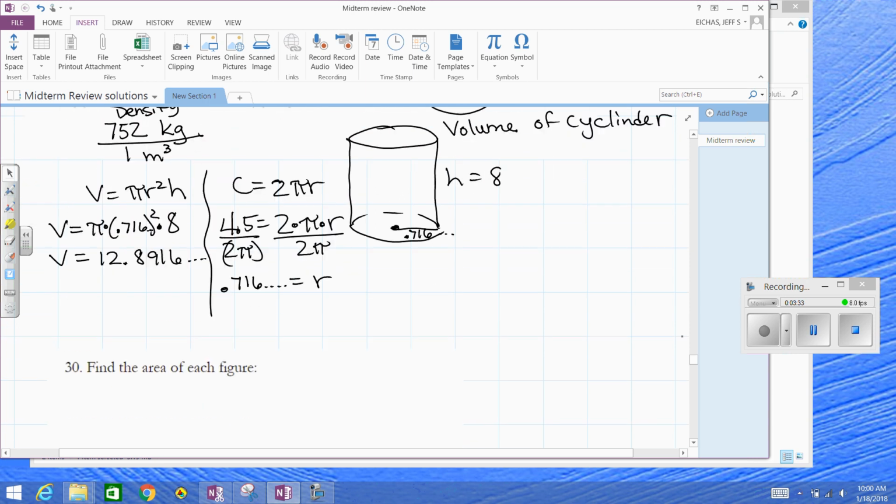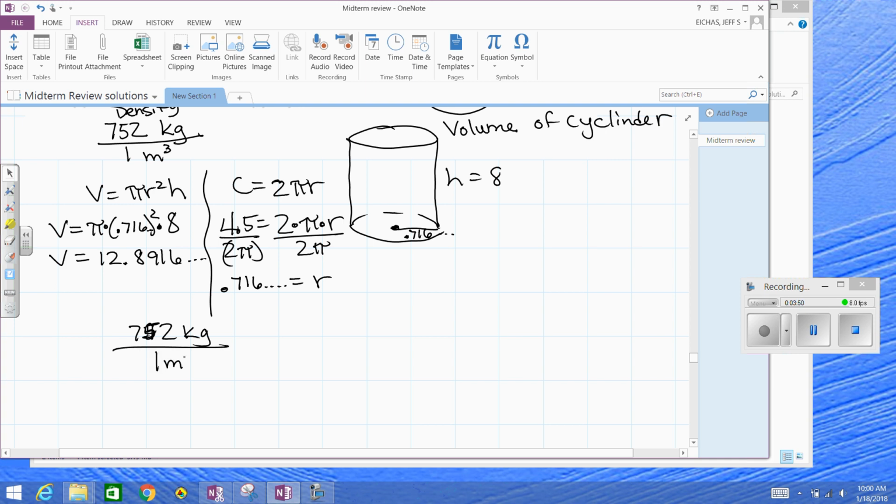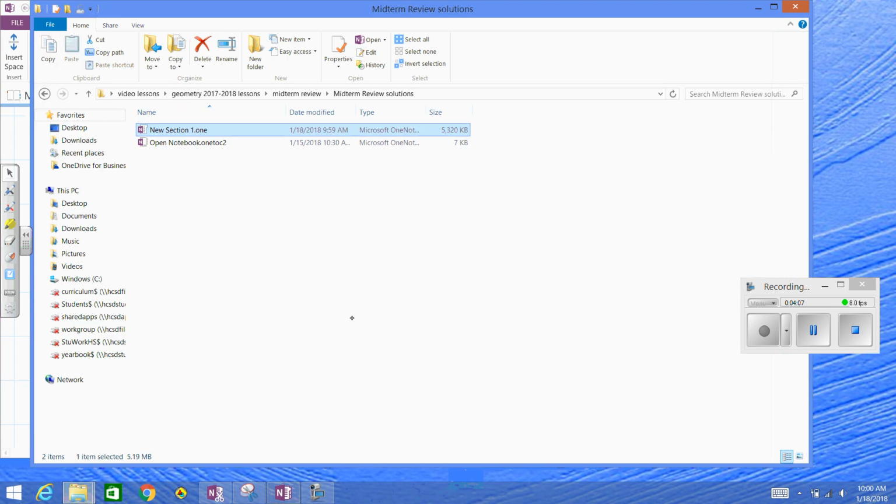Continuing on, we'll have to apply the concept of density. I like to reuse this conversion here: 752 kilograms for every 1 meter cubed. This volume is in meters cubed, so I try to coordinate here. Since meters cubed is on the bottom, I'm going to put meters cubed on the bottom of this fraction as well. And I will put X there to represent the kilograms.